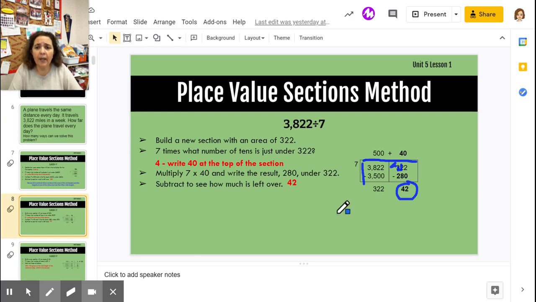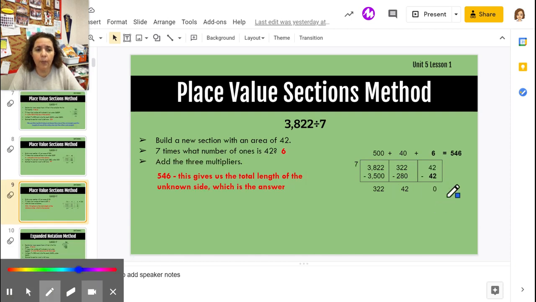Now that I'm done with that, guess what I'm going to do? I'm going to build another section. So I build another section and put my 42, because that's what's left over. 7 times what is 42? 7 times 6 is 42 and leaves me with 0. So then I am done. Now I have this in expanded form: 500 plus 40 plus 6 gives me 546. So that's using the place value sections.